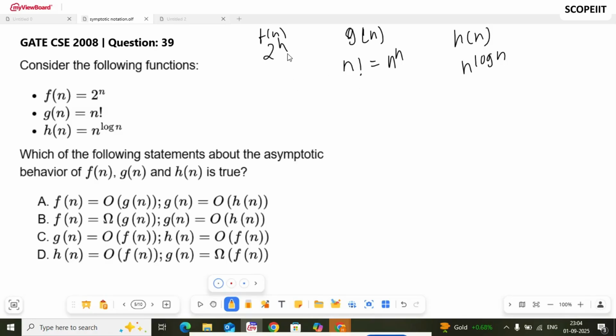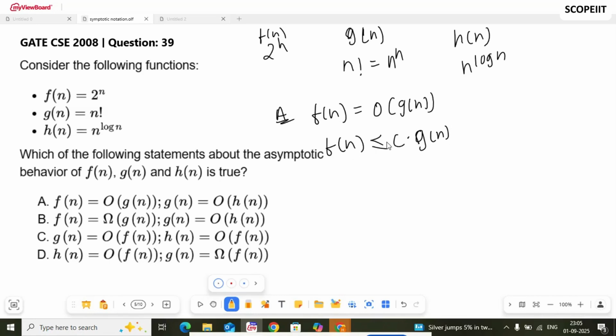Now if we compare f of n and g of n, which one of the following statements about the asymptotic behavior of f of n, g of n and h of n are true? Let us see. First of all we'll solve option A. Option A says that f of n is big O of g of n. Now what do you mean by big O? You know the equation for big O, that is f of n is less than or equal to c dot g of n.